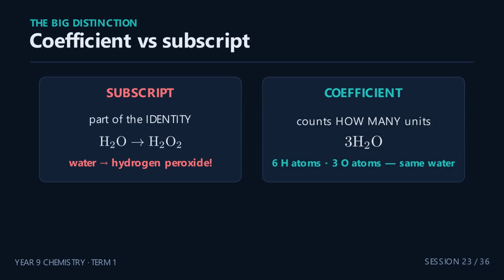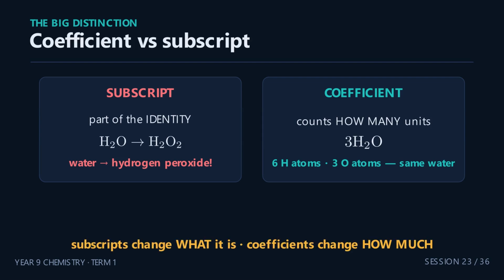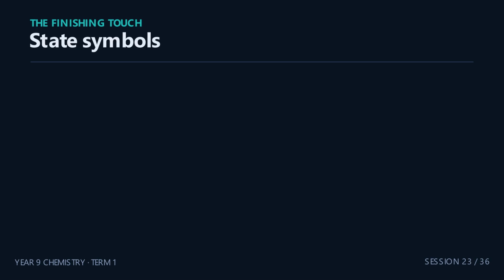A coefficient is different. It's the big number in front, and it just counts how many units you have. Take 3H2O. The 3 multiplies the whole formula. 3 times 2 is 6 hydrogen atoms, and 3 times 1 is 3 oxygen atoms. Same water, just 3 of it. Subscripts change what it is. Coefficients change how much.